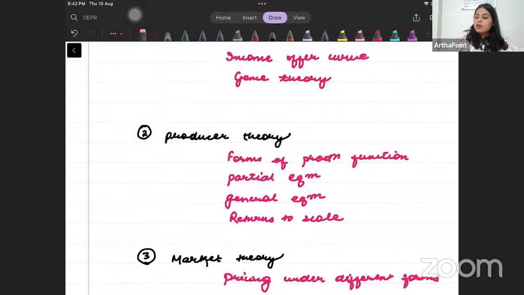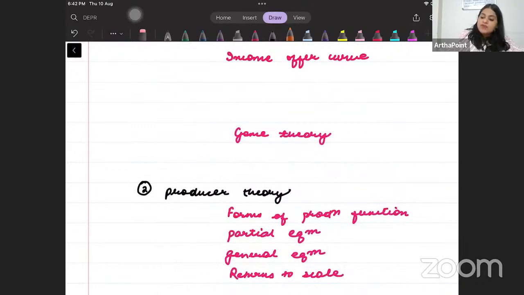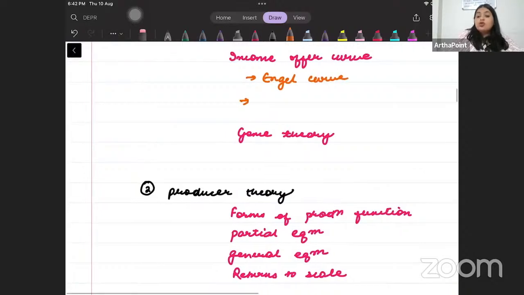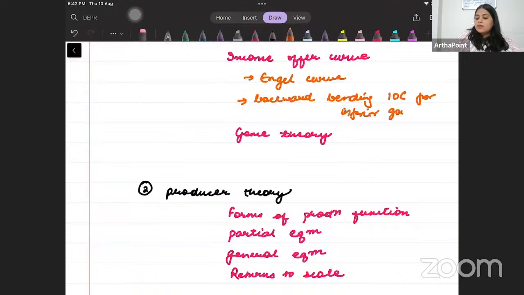Similarly, beta, when I talk about the income offer curve, so you should be well aware about the Engel curve also. Okay. Again, you should know why you have backward bending income offer curve for inferior goods. So you should be aware of this also.